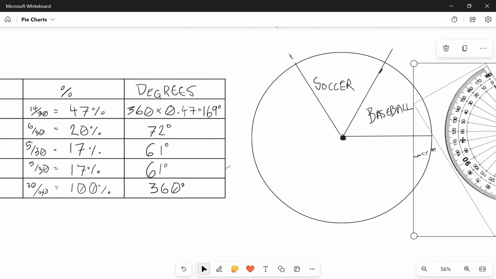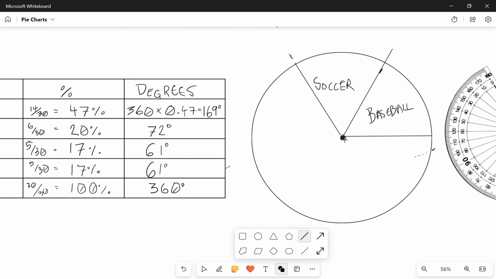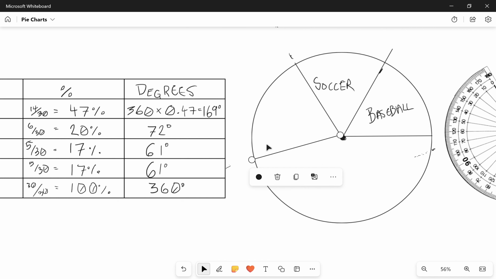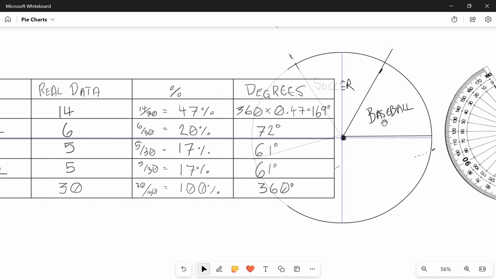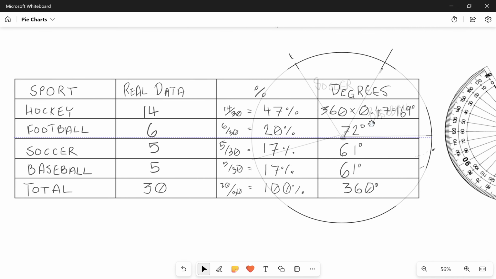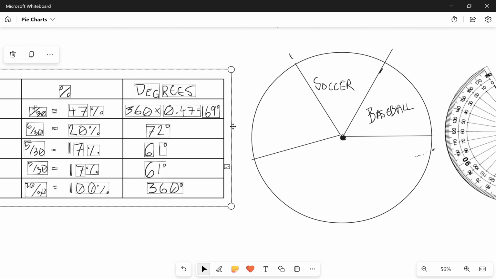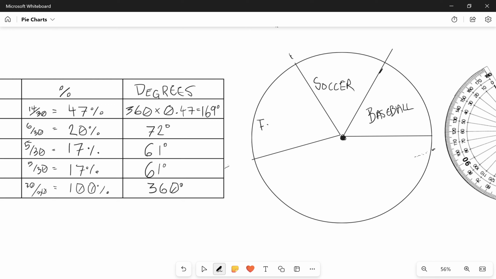Okay, good. I've got this nick here. I'm going to use a ruler. I'm going to draw from my vertex out towards that marking that represents 72 degrees. There it is. 72 degrees, we remember, was for football. So I'm going to label this section football. Football. Okay, and now we are left.